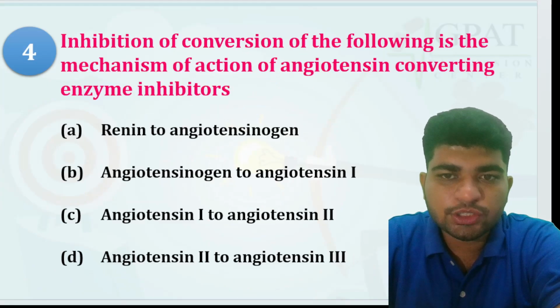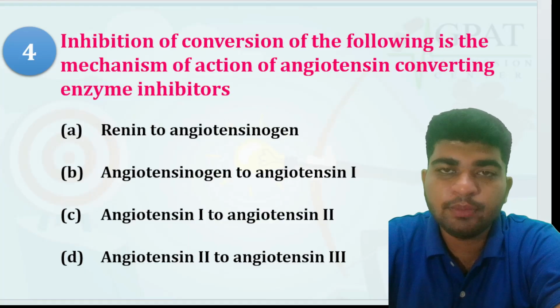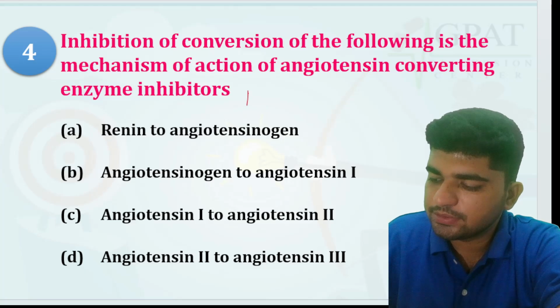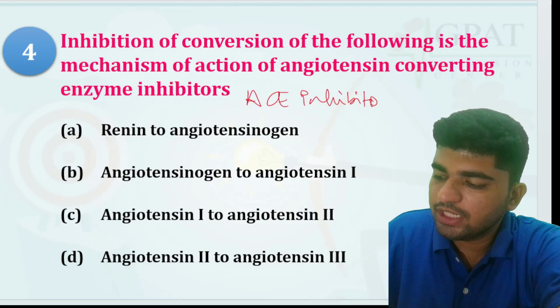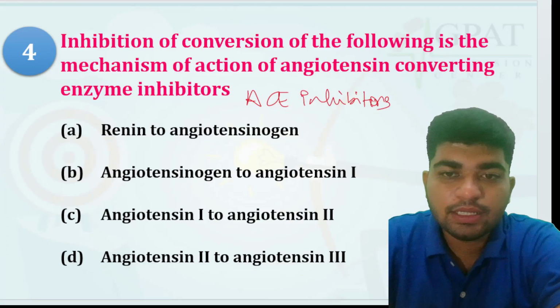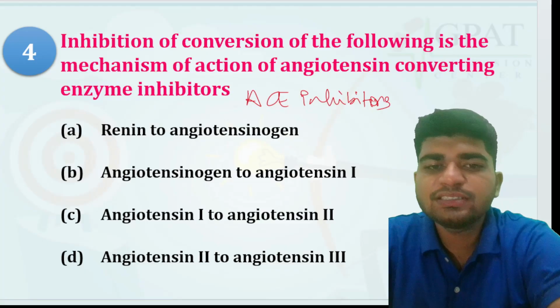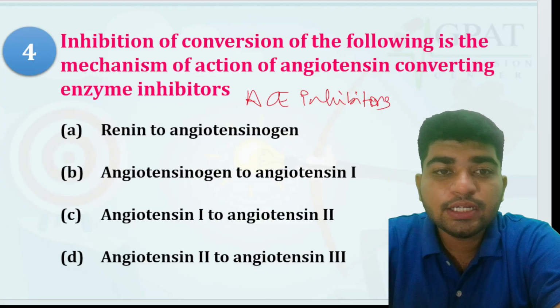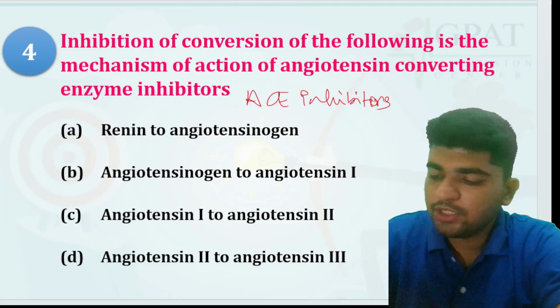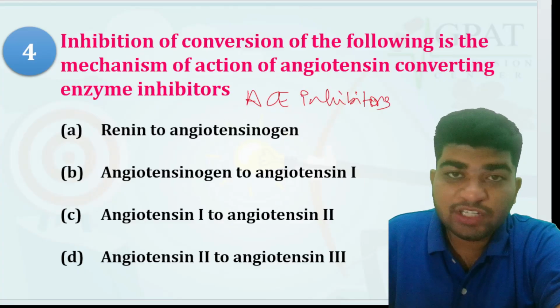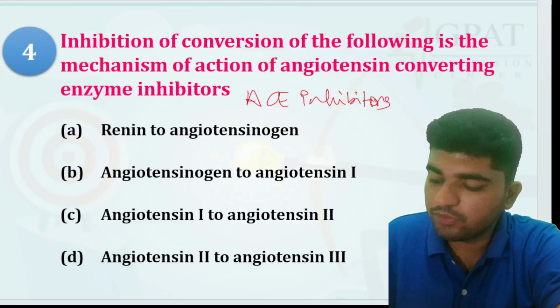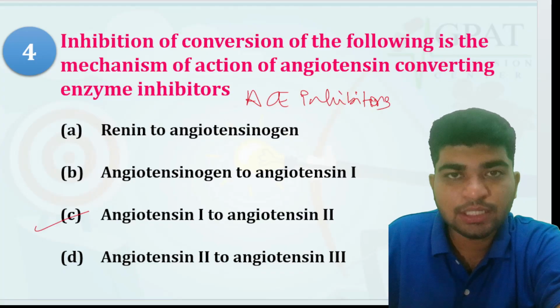Inhibition of conversion of the following is the mechanism of action of angiotensin converting enzyme inhibitors, that is ACE enzyme inhibitors. Which class of drugs will be in these ACE inhibitors? Captopril, lisinopril, ramipril, enalapril. So what do they actually do? They restrict the conversion of angiotensin 1 to angiotensin 2.